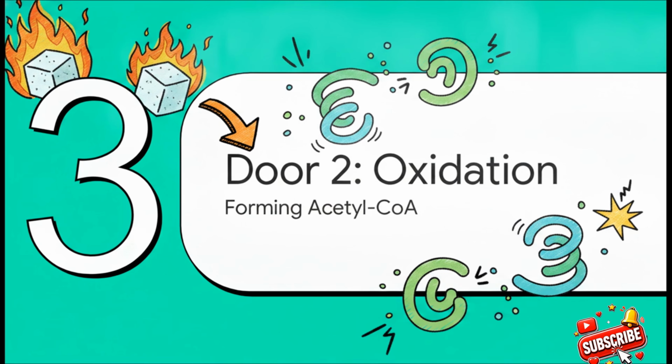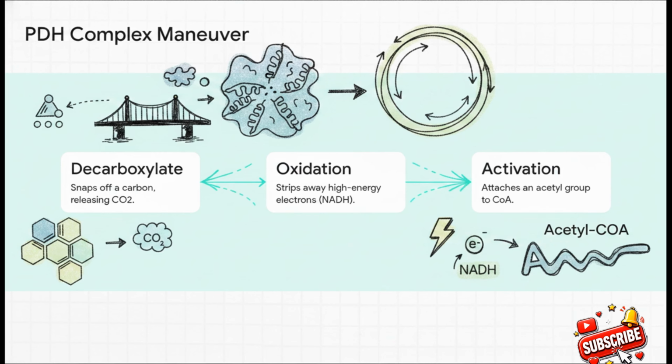Section 3, door 2, oxidation, forming acetyl-CoA. So, in the mitochondrial matrix, pyruvate meets this absolutely massive protein machine called the Pyruvate Dehydrogenase or PDH complex. Actually, scratch that. It's not just one enzyme. It's 3 enzymes rolled into one, E1, E2, and E3. This complex pulls off a pretty slick multi-step maneuver. Step 1 is decarboxylation, where it snaps a carbon right off. Step 2 is oxidation, stripping away high-energy electrons. And Step 3 is activation, where it attaches an acetyl group to coenzyme A.